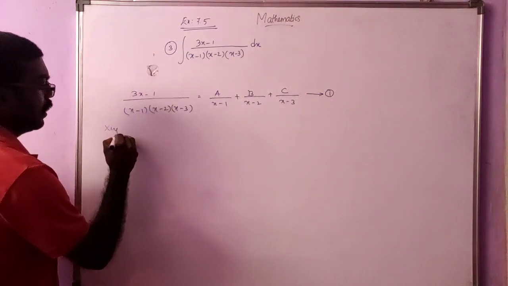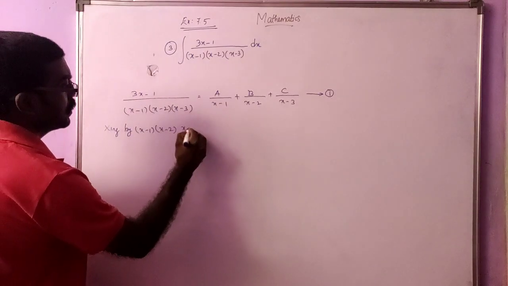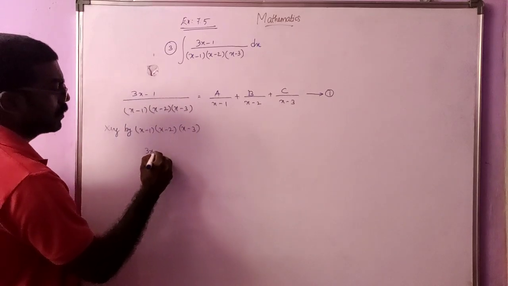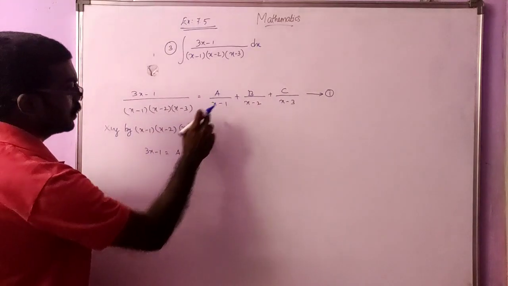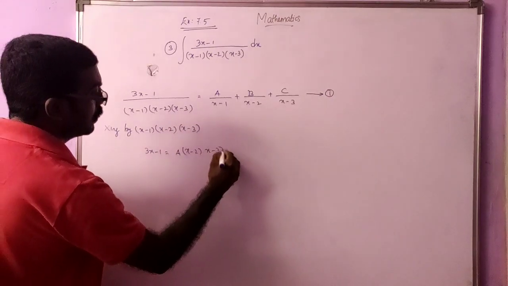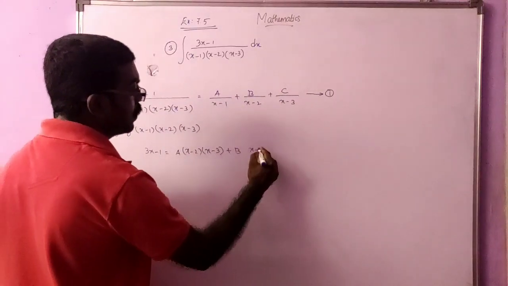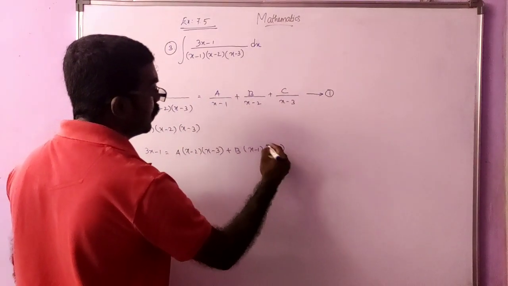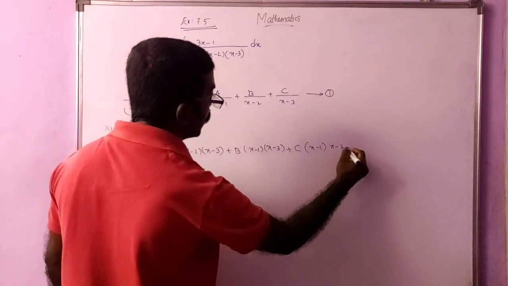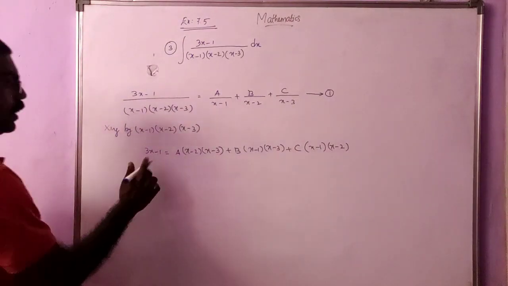And we can multiply by x minus 1 into x minus 2 into x minus 3. And what do we get? Here the left side cancels. 3x minus 1 equal to a into, x minus 1 gets cancelled, remaining x minus 2 and x minus 3. Then plus b into, here x minus 2 cancels, x minus 1 into x minus 3. Then plus c into, x minus 3 cancels, x minus 1 into x minus 2. First of all, we can put x equal to 2.